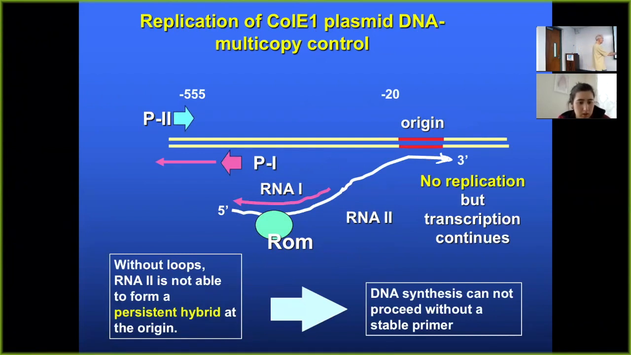And now you see 1 is annealed at the 5' end of 2 with the assistance of ROM, and there's no secondary structure. Therefore, this RNA2 falls away from the origin. It cannot remain in place long enough to get processed or cut, so that the end now is in the middle of the origin.